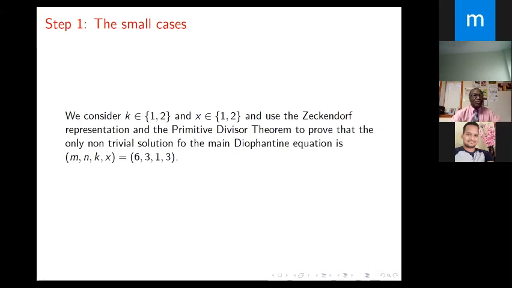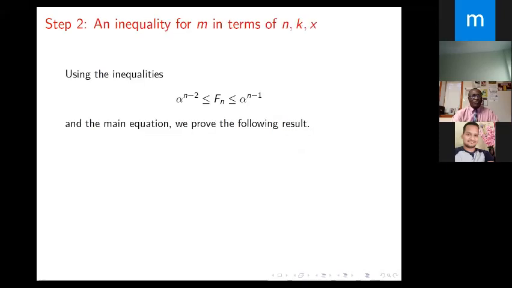The first step is to consider the small cases. So we consider small numbers and look at what we can do. Using the 2 tools that I mentioned a few minutes ago, the Zeckendorf representation and the primitive divisor theorem, we are able to prove that the only non-trivial solution is the solution 6313. So that is for the small cases. We deal with k equal to 1 and 2 and s equal to 1 and 2.